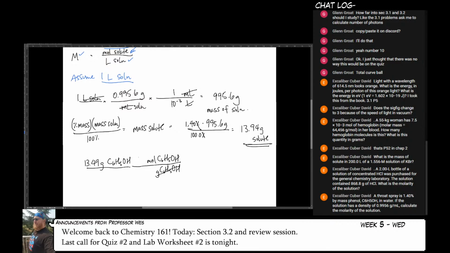So there's the turning grams into moles, and we'll go look that up on Lentech. Where's my Lentech? There it is. C6H5OH, not OJ. I have orange juice in my phenol. That's not good. 94.11.